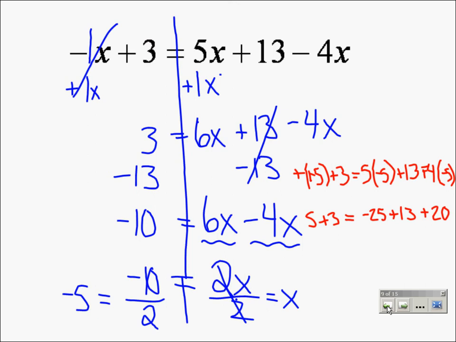Now I've done all of my multiplication and division. I can go through and do my addition and subtraction. 5 plus 3 is 8. Negative 25 plus 13 gives me negative 12, plus 20. I still have 8 over here. Negative 12 plus 20 gives me 8. So I've solved it correctly.